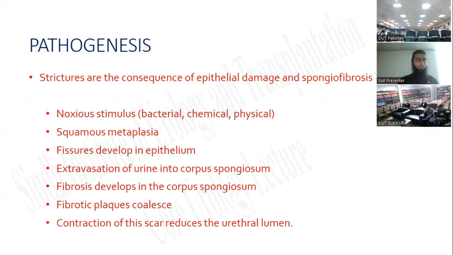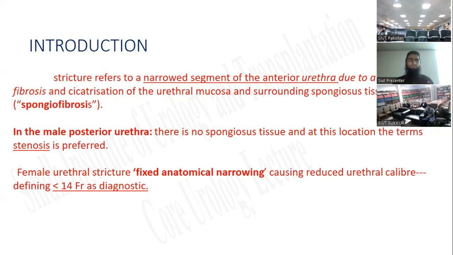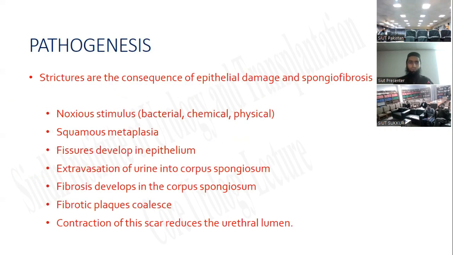It is important to differentiate between urethral stricture and urethral stenosis. When there is spongiofibrosis in the anterior urethra, it is called urethral stricture. When more or less the same pathology lies in the posterior part, where there is no spongiofibrosis and no corpus spongiosum, it is called stenosis. The management also depends on this.